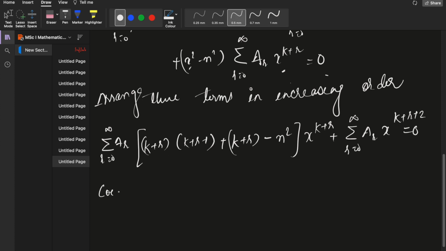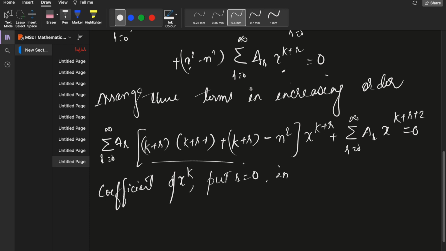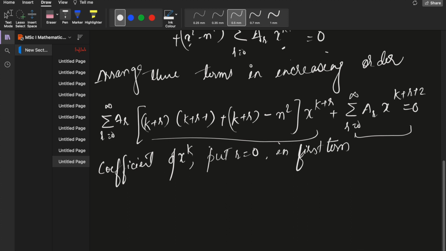So the coefficient of x to the power k. I will get it only when I put r equals to 0 in the first term. Which is the first term? This is my first, this is my second. In the first term, the coefficient of this is 0, so the value is only here. The left quantity is x to the power only k. So we need to put r equals to 0 in the first term.